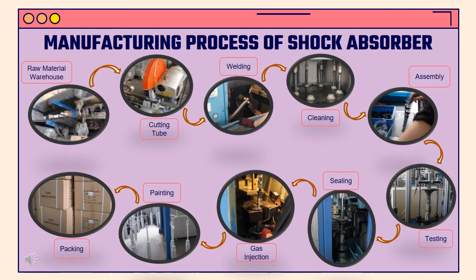There are 10 manufacturing processes involved in making a shock absorber. The first one is raw material from the warehouse. Then it goes to the process of cutting the tube, and after finishing cutting the tube, it goes to the welding process. After finishing the welding process, it goes to the cleaning process. The fifth process is the assembly, where the spring and nut are put together with the shock absorber.